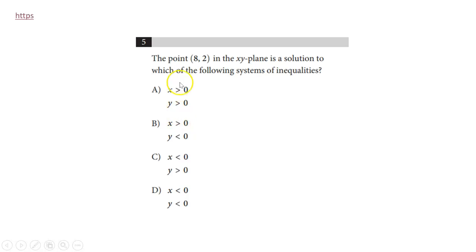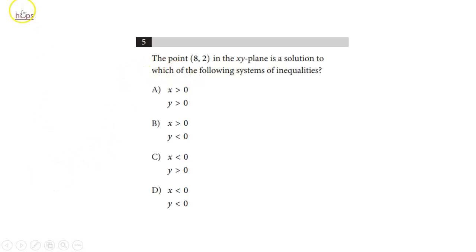But remember, inequalities, this means greater than 0. And x, of course, is the first one. In an ordered pair, they come in order, particularly alphabetical order. So 8 is first, then the 2. 8 is greater than 0, and 2 is greater than 0. So A is the correct answer.